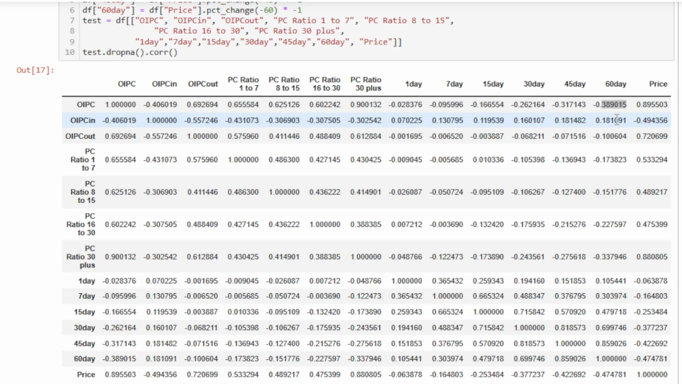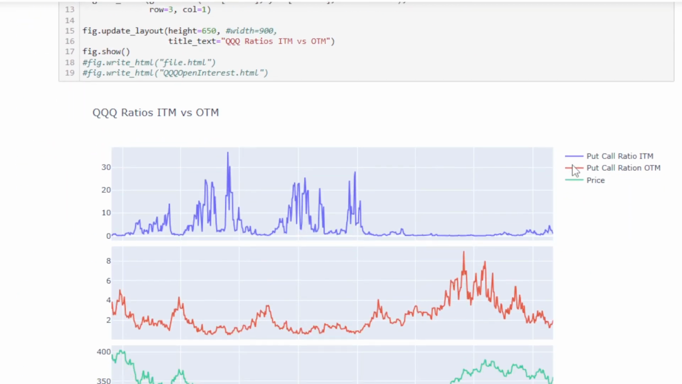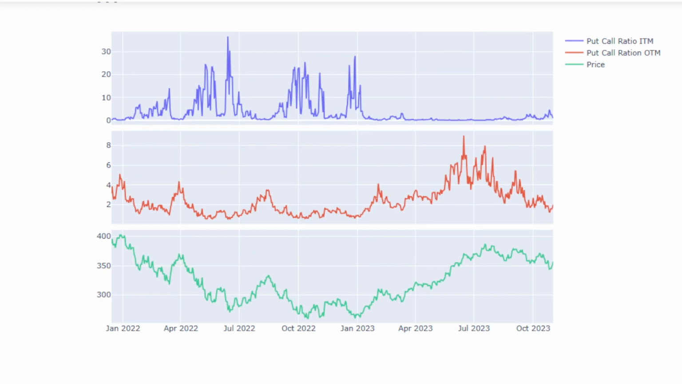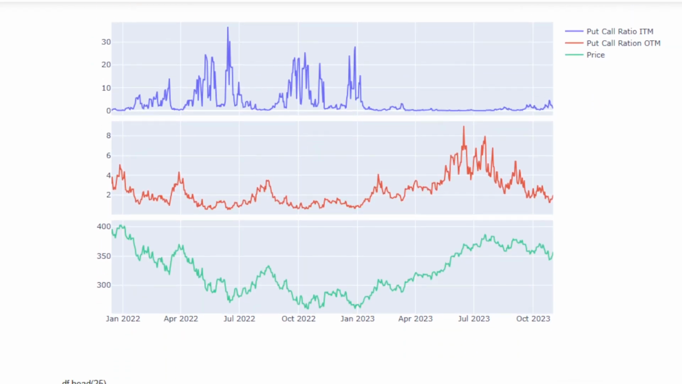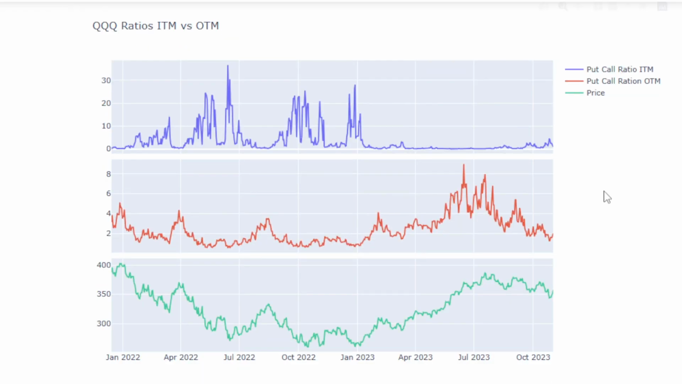Then we have pulled aside our open interest put-call ratios for in the money versus out of the money, and we can see those values here. So not really great correlation. As a matter of fact, if we come down here, I've got a chart to show that. If I get that centered up nicely, this top chart here is our in-the-money put-call ratios.